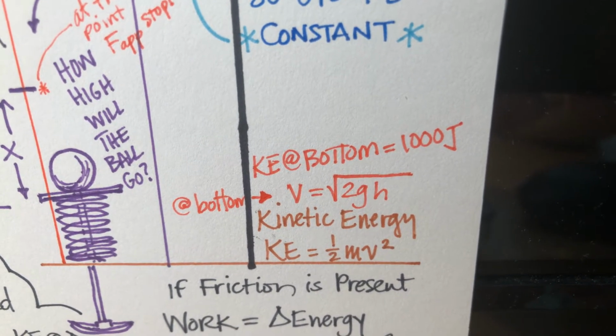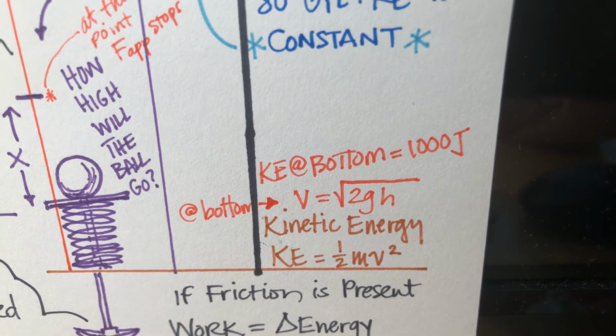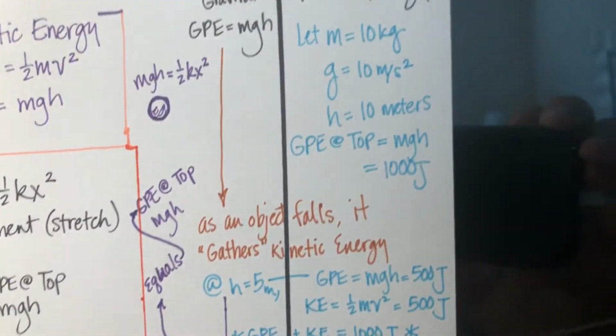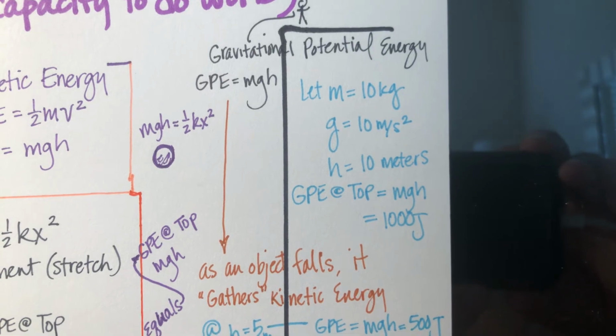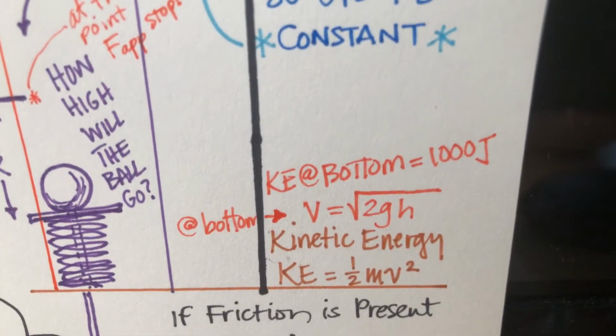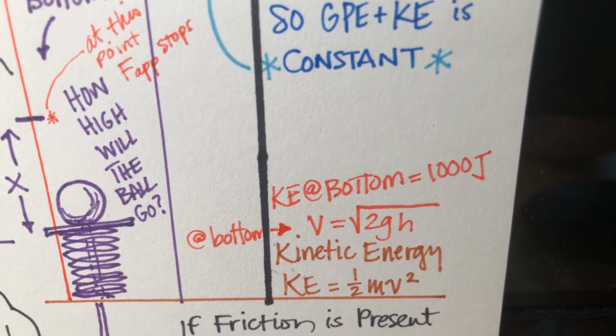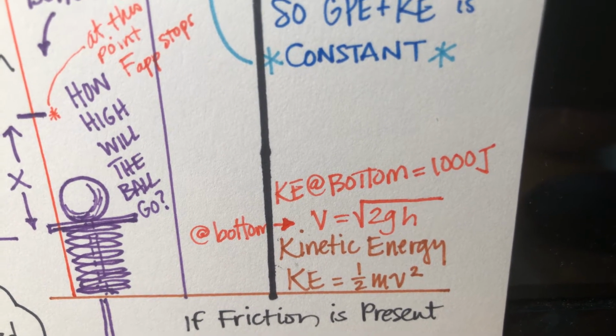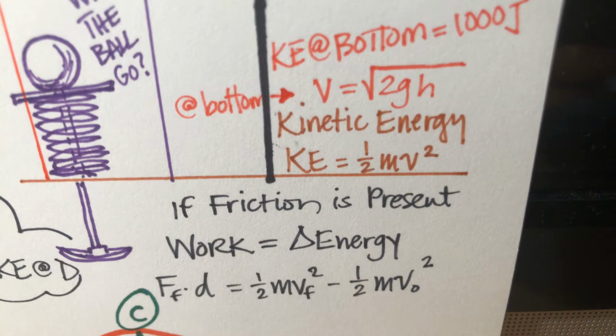So if we calculate just the velocity at the bottom, we would set the kinetic energy at the bottom equal to the potential energy at the top. So mgh would equal 1/2 mv squared. The m's would cancel out. v squared would equal 2gh. So then v is the square root of 2gh.